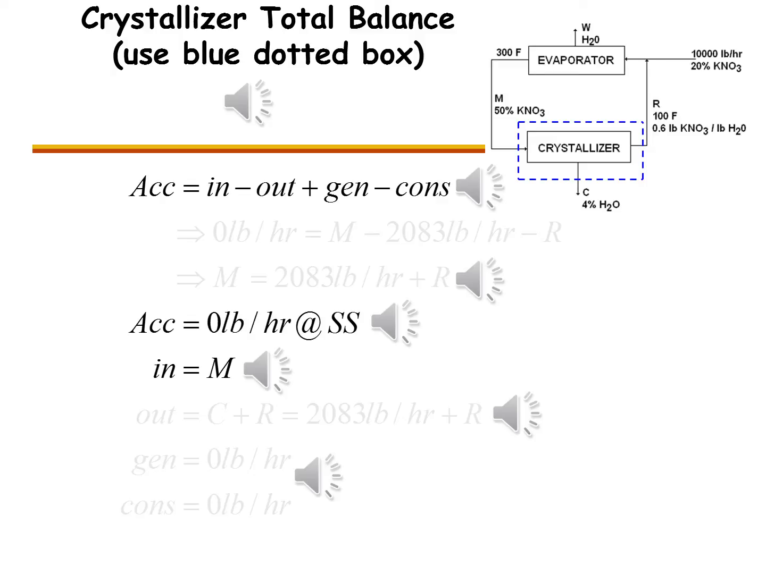M, in pounds per hour, is the only stream that enters the crystallizer. Two streams exit the blue dotted boundary, R and C. You calculated the value of C in the previous slide by doing a total balance over the whole system.